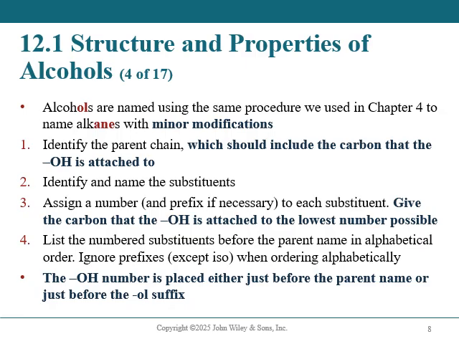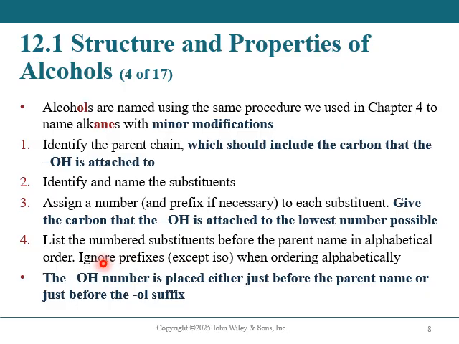Now, how do we name them? Alcohols are named using the same procedure we discussed in chapter 4 to name alkanes with minor modifications. First, we identify the parent chain, which should include the carbon that the OH is attached to. Then we identify and name the substituents. After that, we assign a number and, if necessary, a prefix to each substituent. Give the carbon that the OH is attached to the lowest number possible.